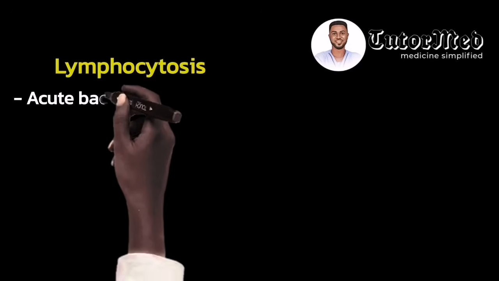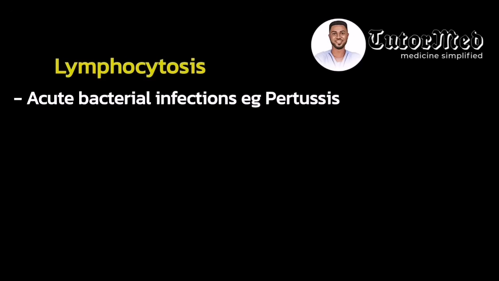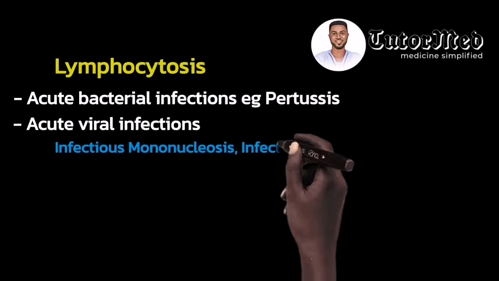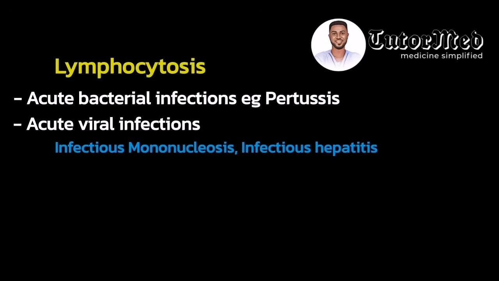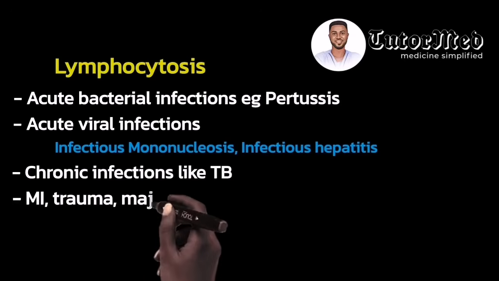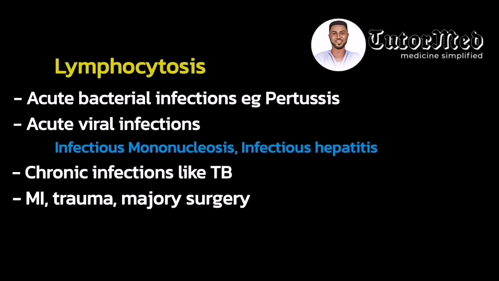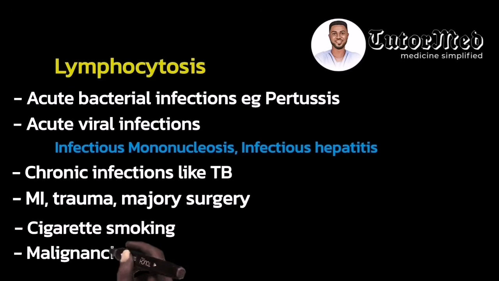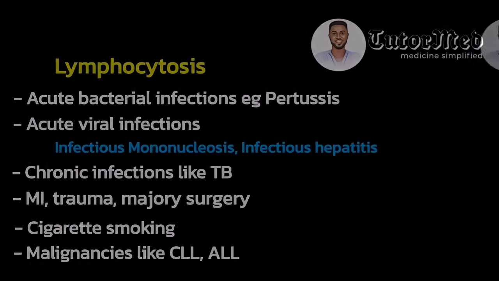If the absolute lymphocyte count exceeds its upper normal limit, we have lymphocytosis. Some causes include acute bacterial infections like pertussis, acute viral infections like infectious mononucleosis, infectious hepatitis. We have chronic infections like TB. We have MI, trauma, major surgery, cigarette smoking, malignancies like chronic lymphocytic leukemia and acute lymphocytic leukemia.